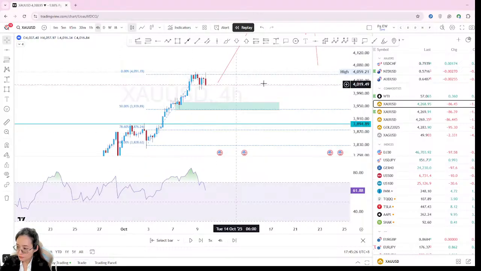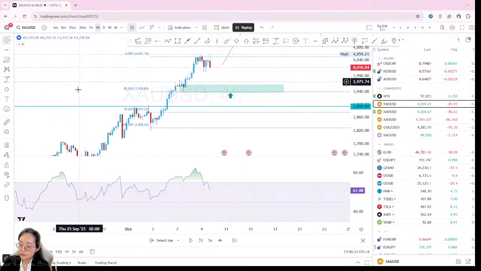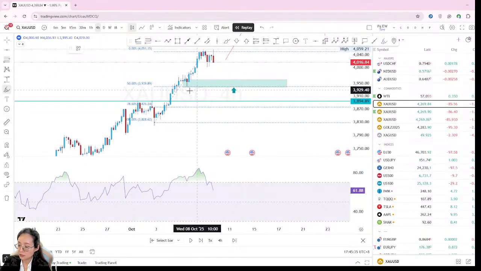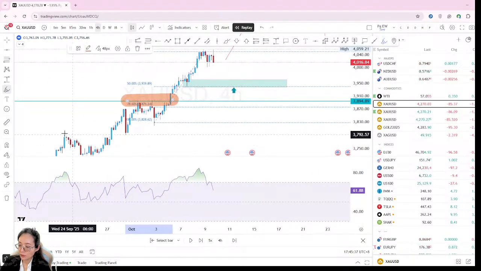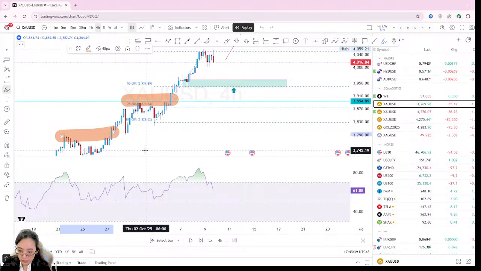So this level is going to be our first buy entry. We're going to look for the buy entry for sure, because price has still made a break up structure here.